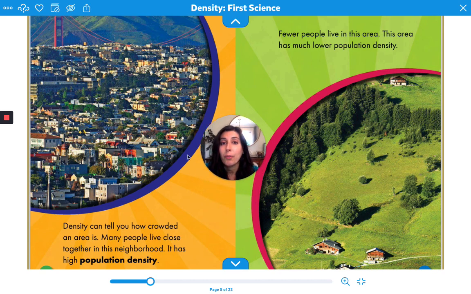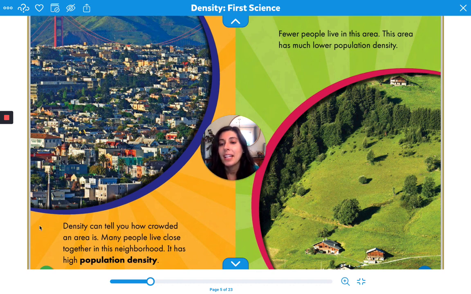Now, before I read this page, I just want to point something out to you. I had said that density is a very grown-up science word. It's also a word that's used in social studies. It will be coming up again later on in our year in social studies, but you'll get a little preview here.